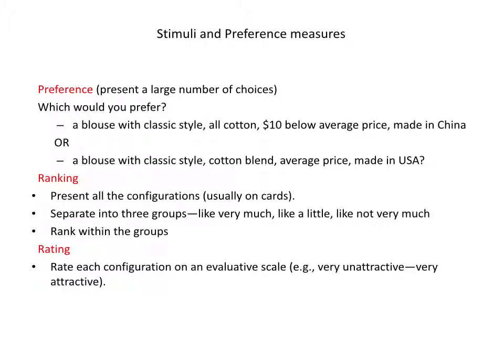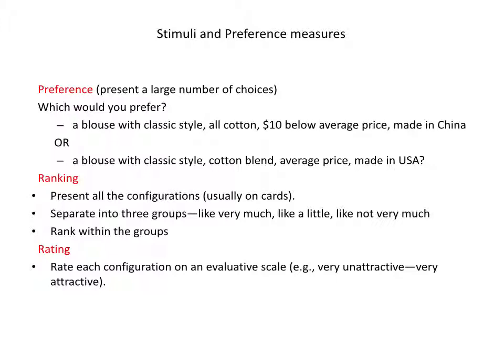A ranking approach would be to present all the configurations, usually on cards. So an index card, for example, with the description printed. It could include a picture. And ask the respondent to separate those into smaller groups, typically into three groups, with instructions to create a group that you like very much, another group that you like a little, and another group that you don't like much at all. And then to go back through those groups and to rank those in order.